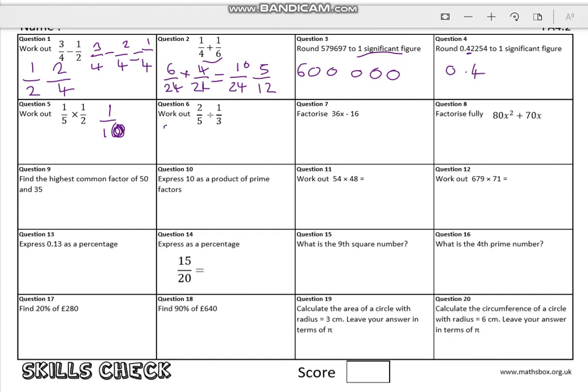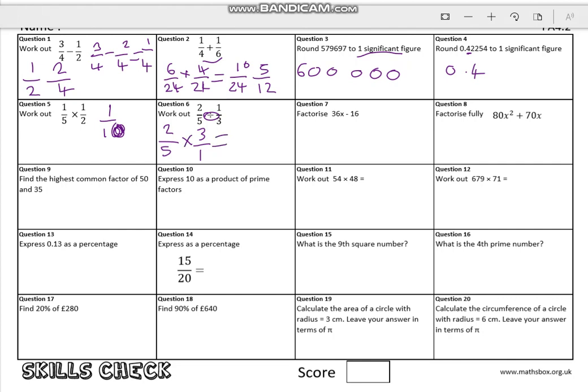Okay, so next one is dividing by fractions. So we've done this a few times, so we always do the same thing. We do keep, flip, and change. So we keep the first one exactly the same. We flip the second fraction upside down, so 1/3 becomes 3/1. And then we change this symbol here from a divide to a times. So then we get 2 times 3.